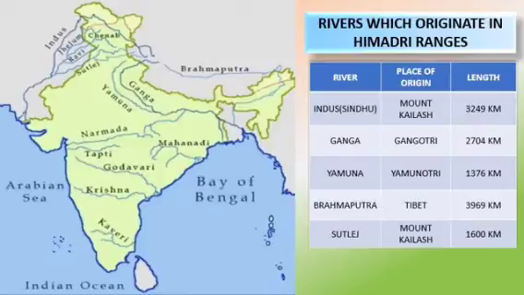Brahmaputra is the longest Himalayan river which flows for about 3,969 kilometers and merges with Ganga in Bangladesh. The place of origin of river Brahmaputra is Tibet. These Himalayan rivers are the source of irrigation, electricity, fishing and many other domestic activities of North India.